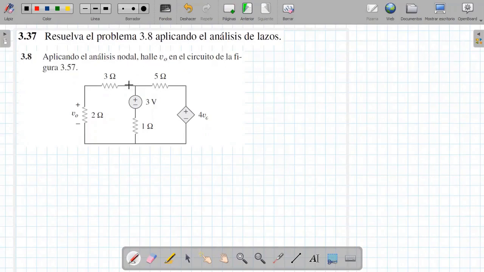In the circuit of the figure, attention. The voltage that falls across the ohms resistance is the same voltage between this point and this point. Good. This time we have to do it through loop analysis. First I mark the loops here. I say that there is the current I1 in loop 1 and the current I2 in loop 2.